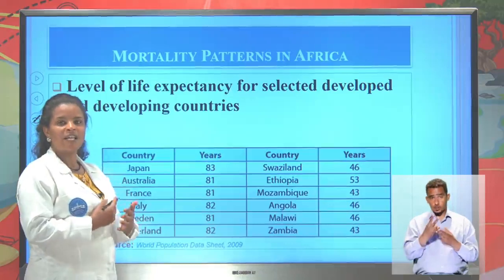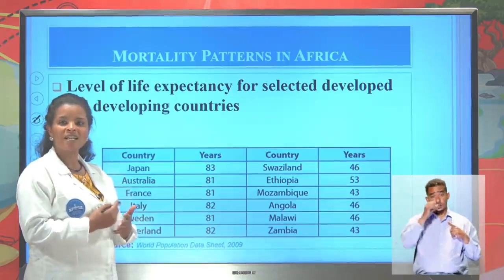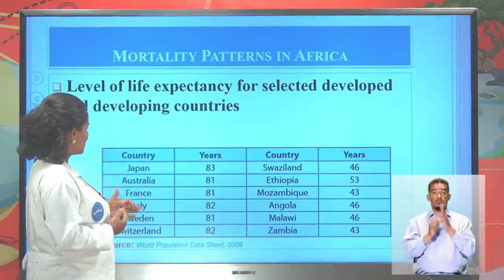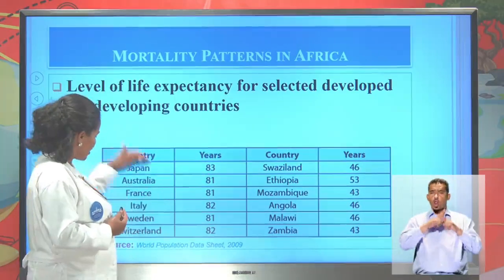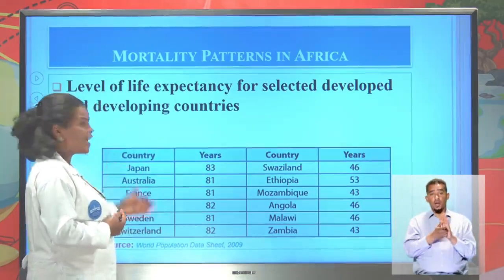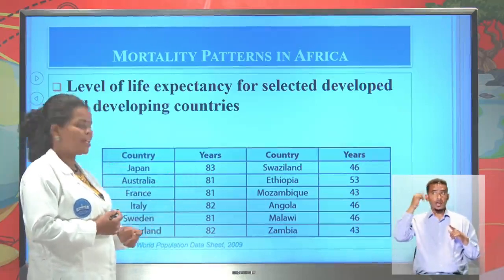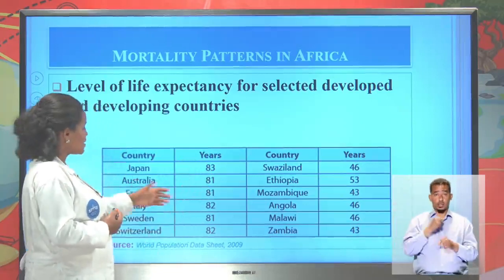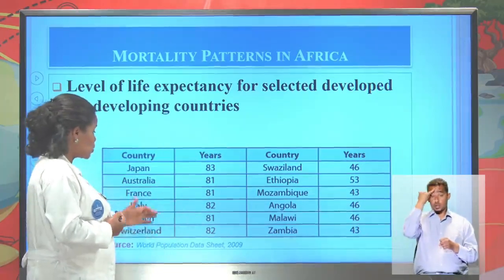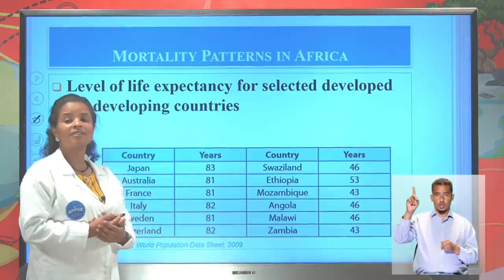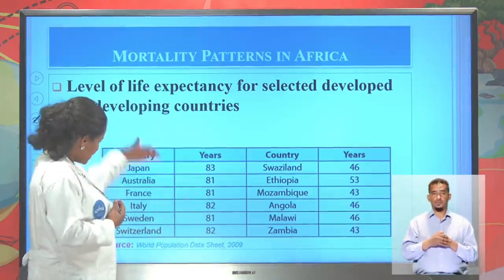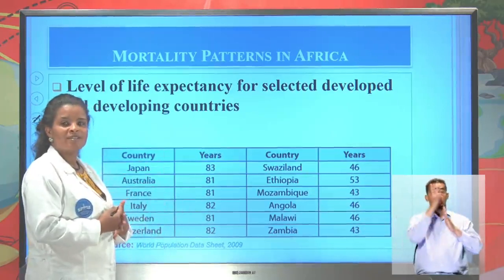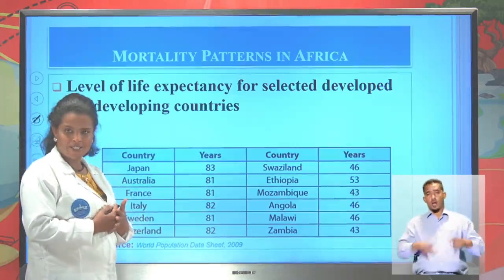Let us see the life expectancy for selected developed and developing countries. For example, these countries have long life expectancy. They are developed countries. For example, the life expectancy of Japan is 83 years. Australia, 81 years. France, 81. Italy, 82. Sweden, 81. Switzerland, 82. From this table, we conclude that well-developed countries have long life expectancy.